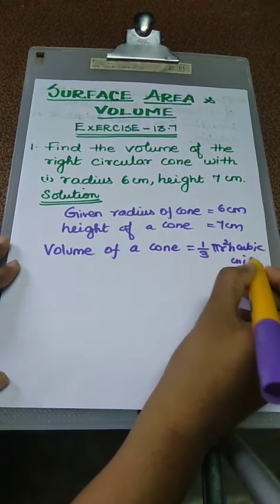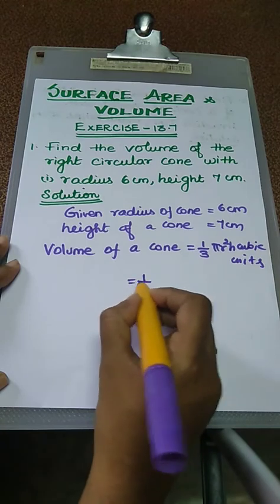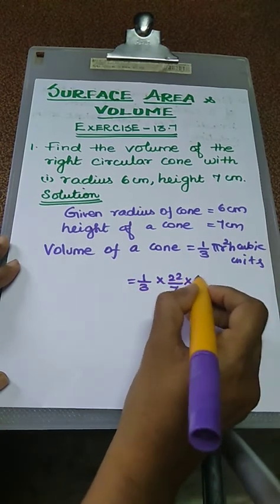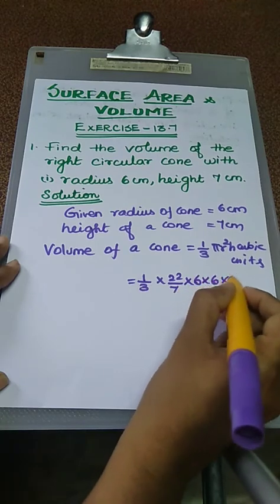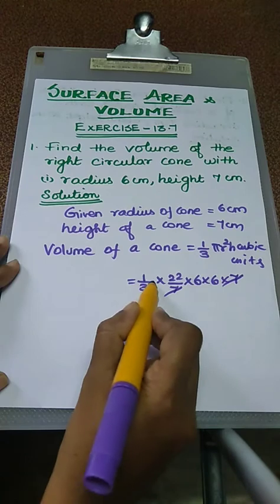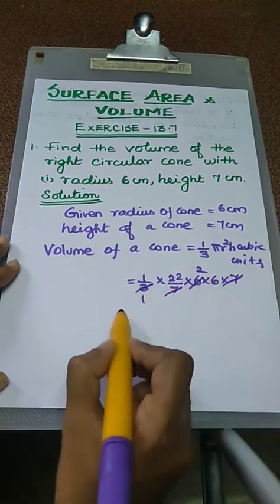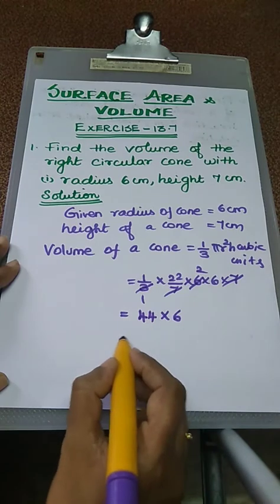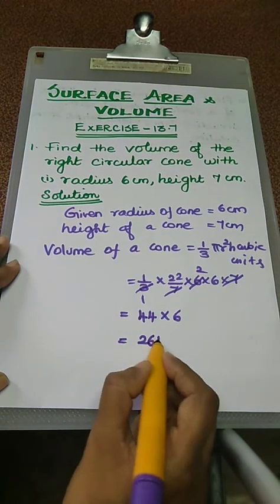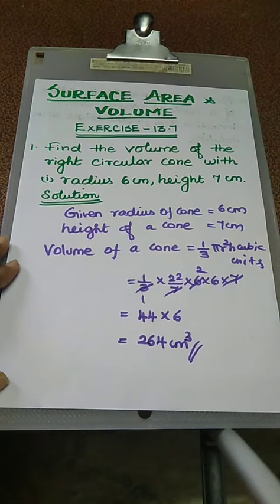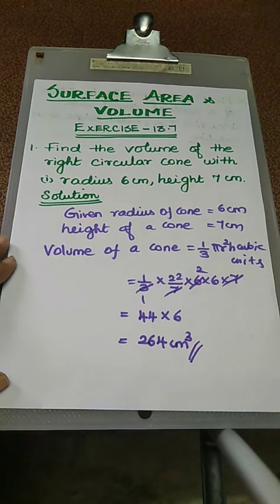Okay. Apply the values. 1 by 3 into pi value 22 by 7, r value 6. So r square means 6 into 6, into h value 7. 7 cancel. 3 ones are 3, 3 twos are 6. So now we multiply 44 into 6. So the answer is 264 centimeter cube. So volume of a cone is equal to 264 centimeter cube.